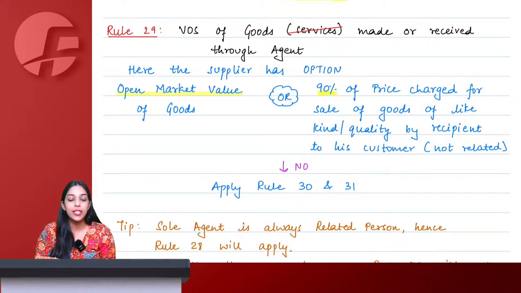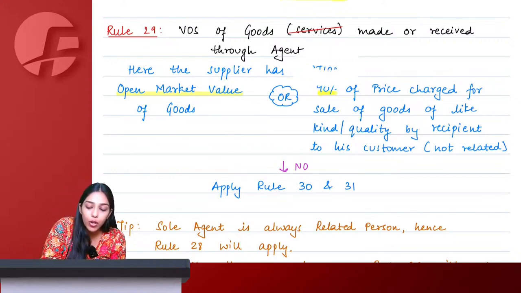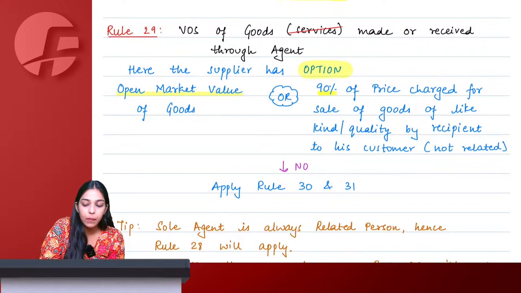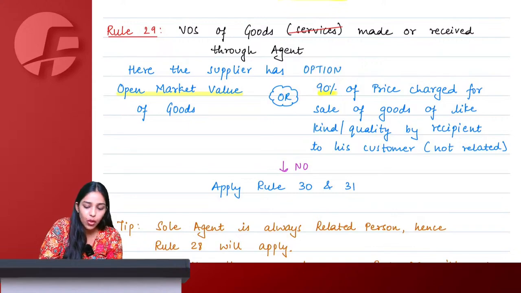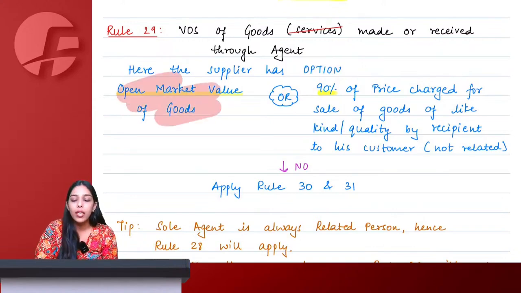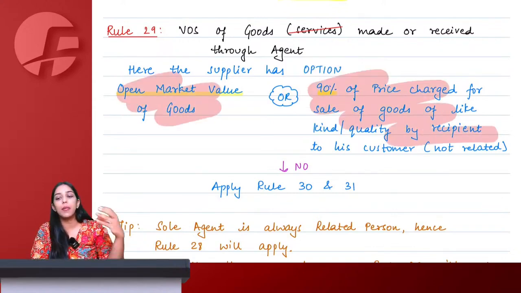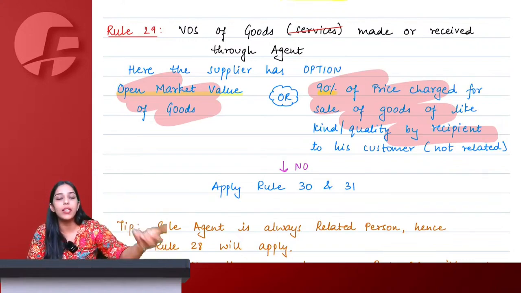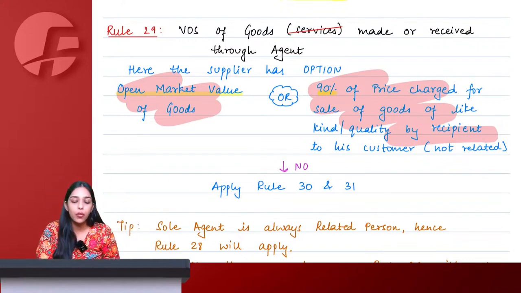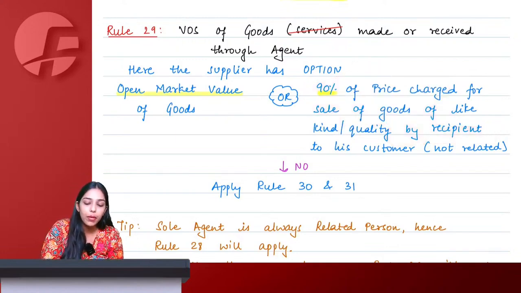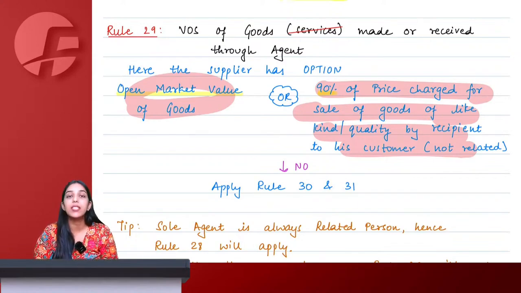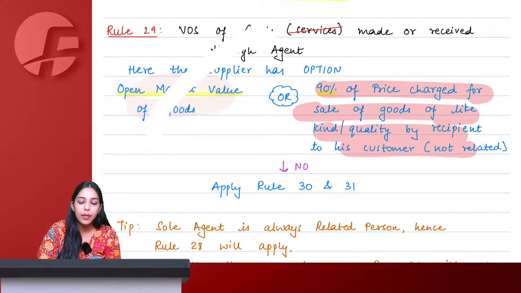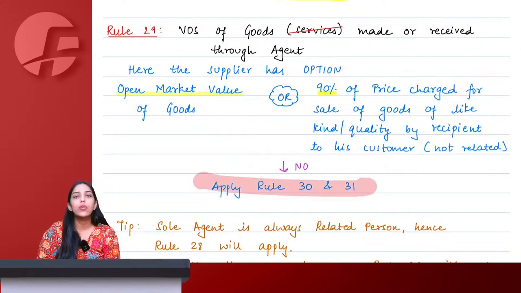So rule 29 says that for value of supply of goods made or received through an agent, you have an open option available. No need to see any other thing. The option is open market value of the goods or 90% of whatever price the next person is charging from their unrelated customer. Whichever amount you want, you can simply opt for that. So open market value or 90% of price charged for sale of goods of like kind and quality by recipient to his customer. If nothing is available, then you can simply take rule 30, rule 31.